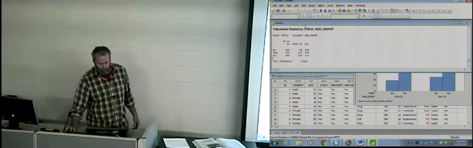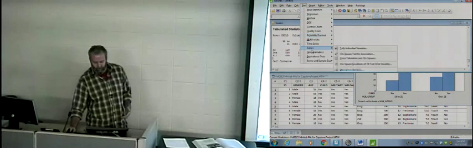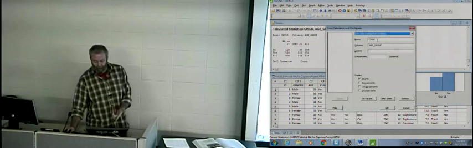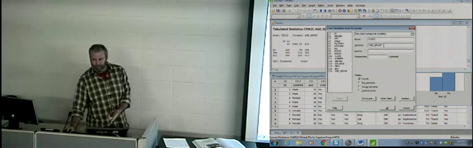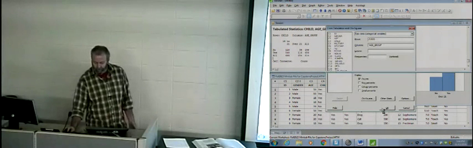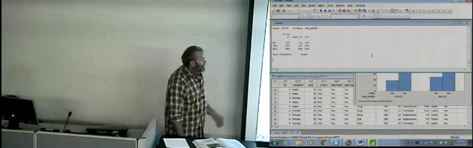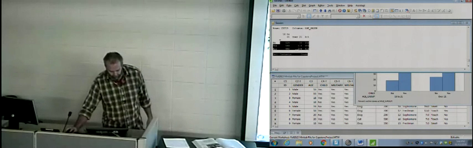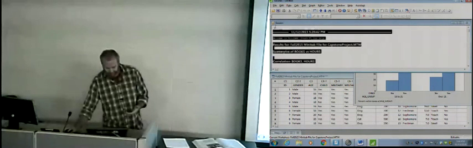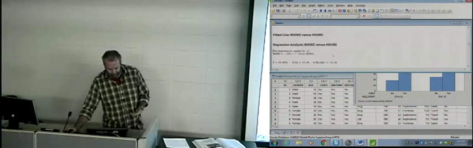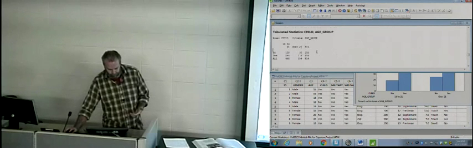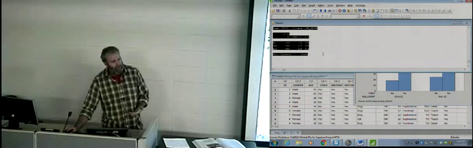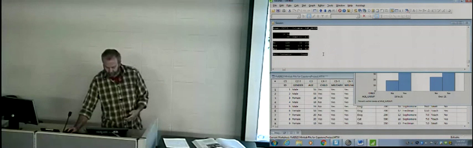Where I started? Stat, tables, cross-tabulation. Put one variable in as the rows. I put child. Put the other variable in as the columns. And I click OK. Cool? All right? Now, you highlight this because that's the only way you can copy and paste anything from here. All right? So I would highlight it, copy and paste. Okay? Put it over there.